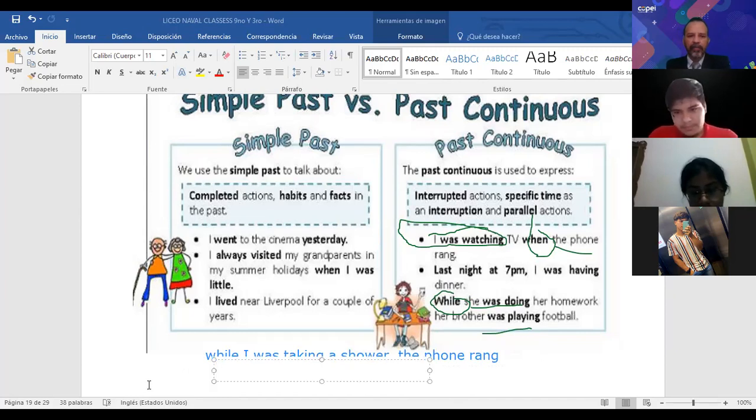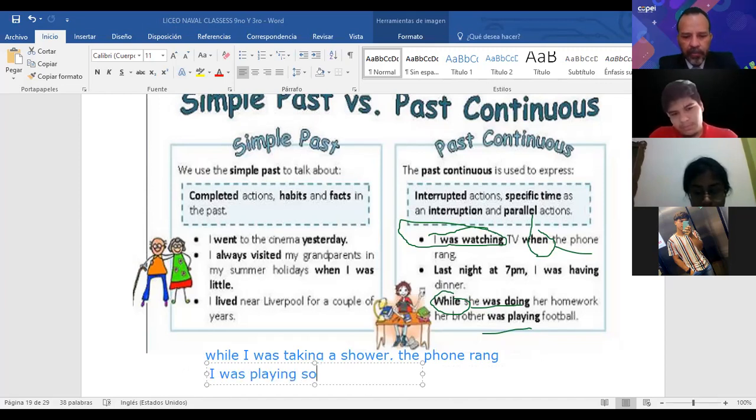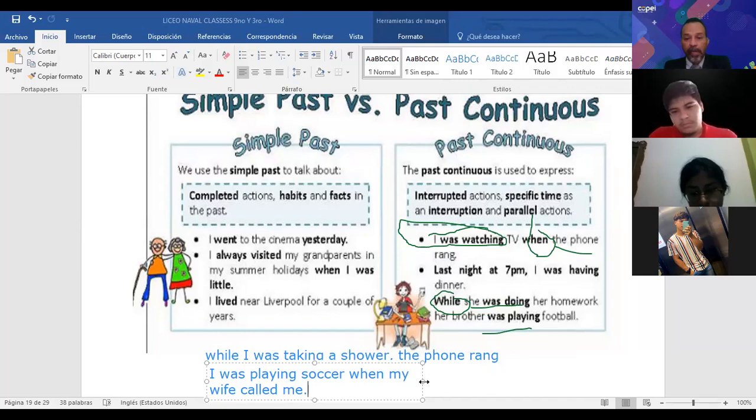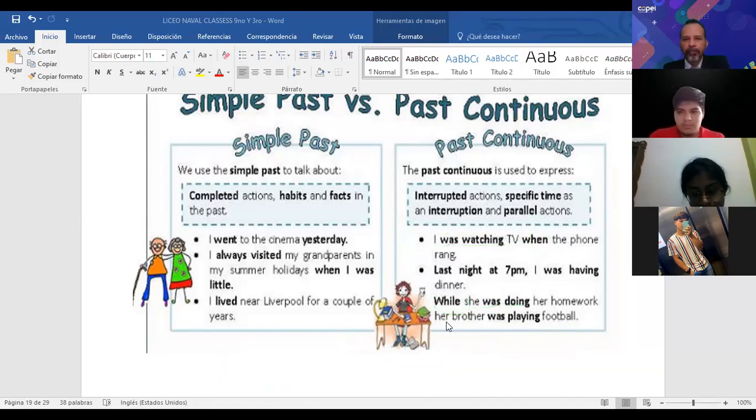Or I can say, I was playing soccer and my wife called me. Doing a longer action, when another action happens, and my wife called me, interrupted the longer action. I was playing soccer. Okay, that is the past continuous, guys.